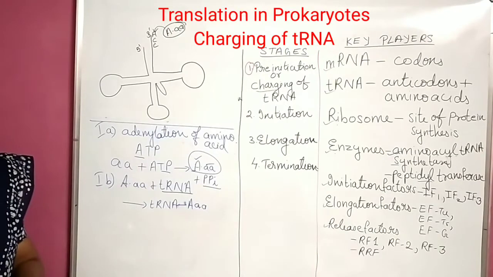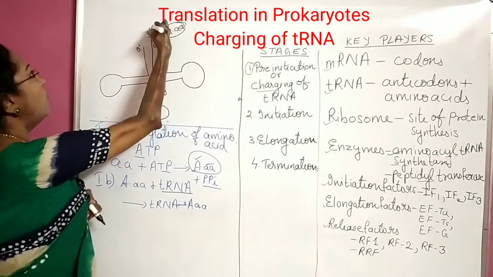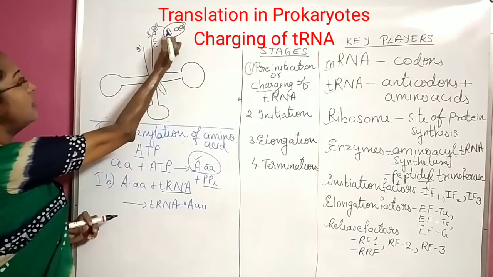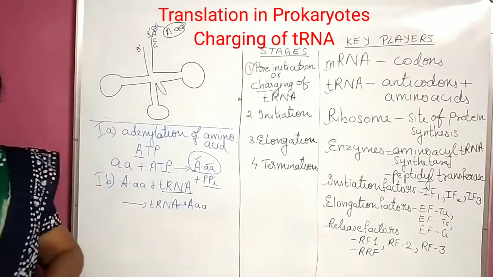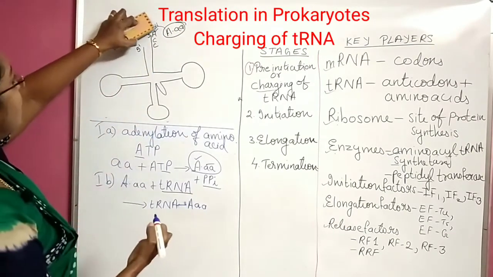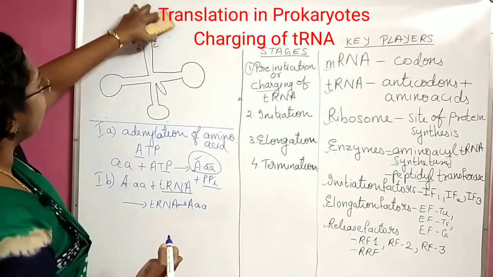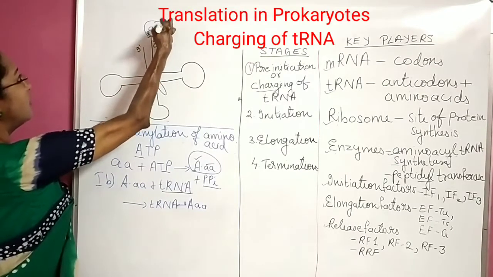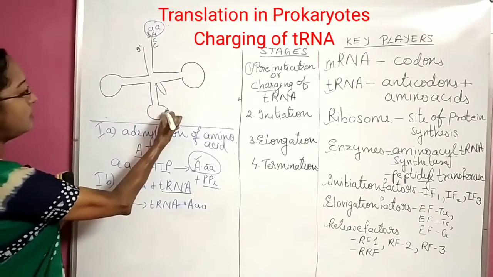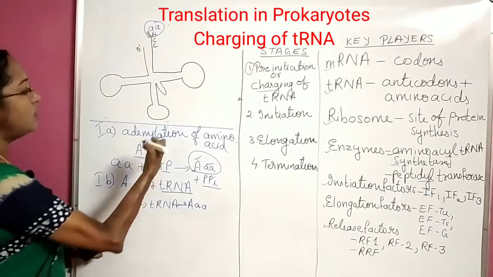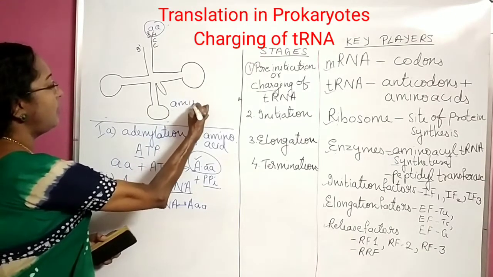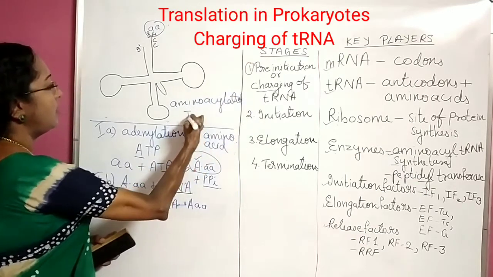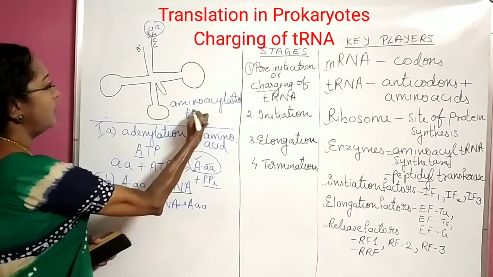And as I've told you in the previous session, it is getting attached to the OH group of the 3' end. And so my amino acid is now sitting over tRNA. Okay, so ultimately I can write like this: over the 3' end, here amino acid is placed. So this tRNA is attached to amino acid. So I can say aminoacylation of tRNA has occurred, or aminoacylated tRNA. This is aminoacylated tRNA.